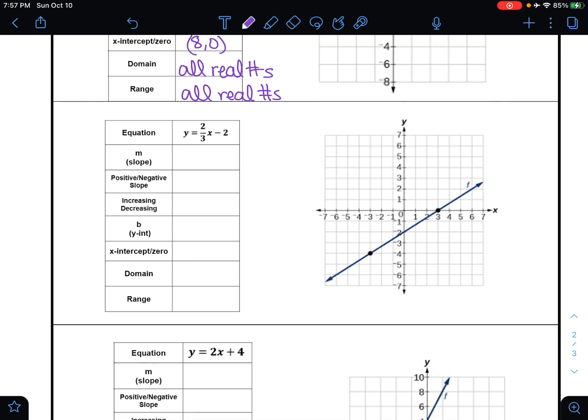Looking at the next linear function, we have y equals 2/3 x minus 2. My slope is a positive 2/3. It is a positive slope. If you're looking at the graph, it's going up from left to right, which means that it's increasing. Okay, the y-intercept is -2. If you look at the graph, it's also crossing at -2. The x-intercept, or 0, it's crossing the x-axis at +3. And again, all linear functions, domain and range, are all real numbers. There are some special cases, but we haven't got to those yet.